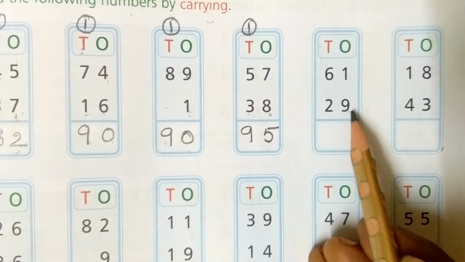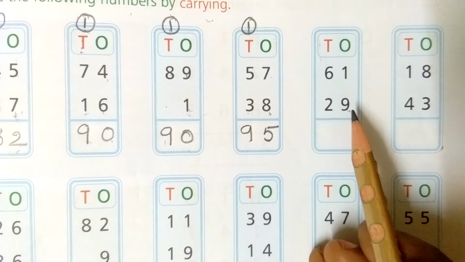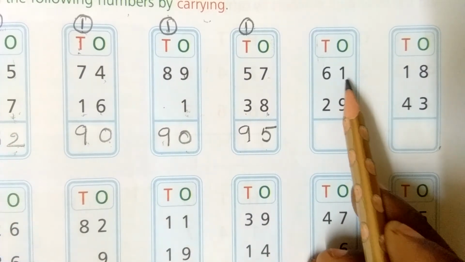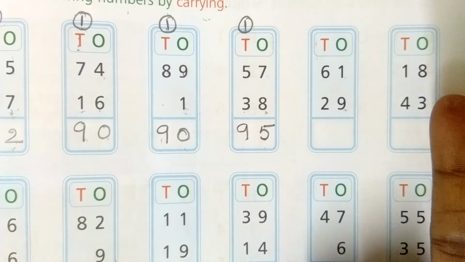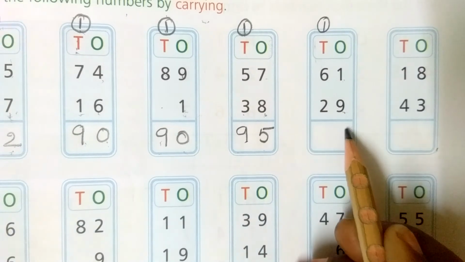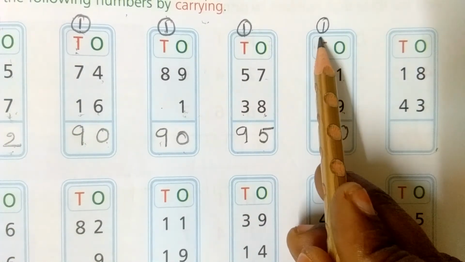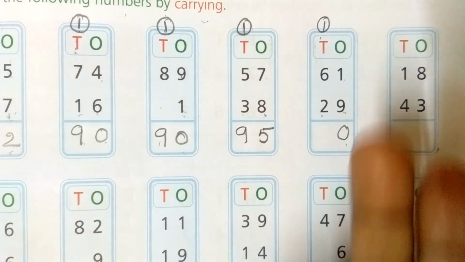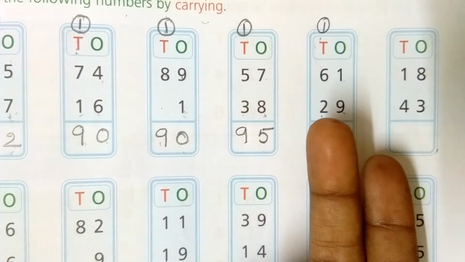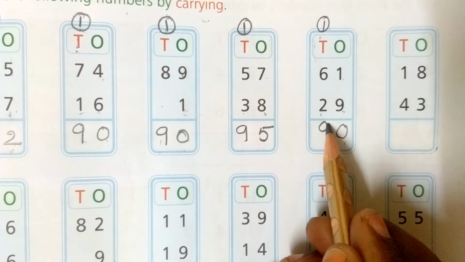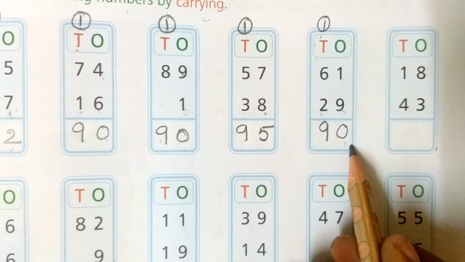So take 9 fingers here. Take 9 fingers or take 1 finger. Which is the less number? Take 1 finger. 9 after how much? 10. So write down 10. 1 is in tens place. 0 is in ones place. Here take 2 fingers. 6 after 7, 8. 8 plus 1, 9. So 90 is the answer.